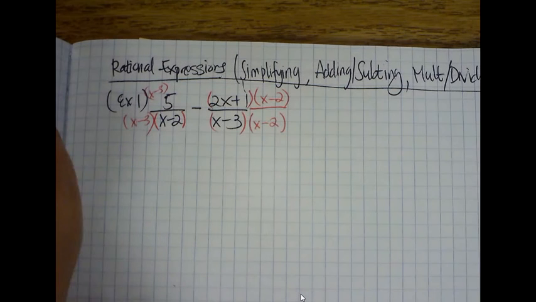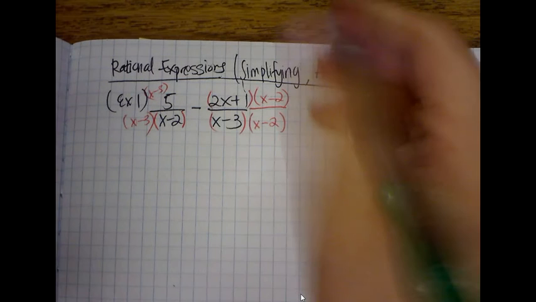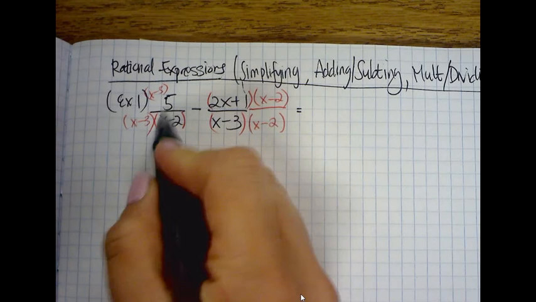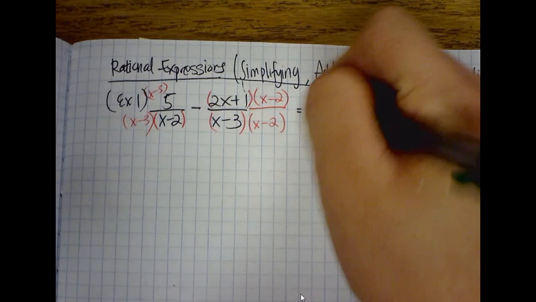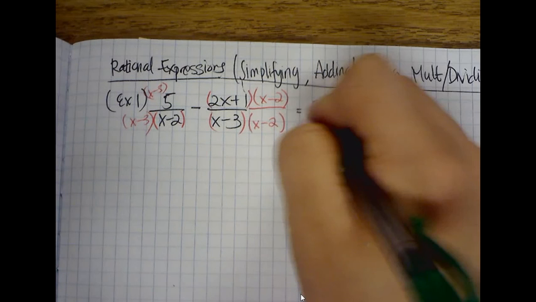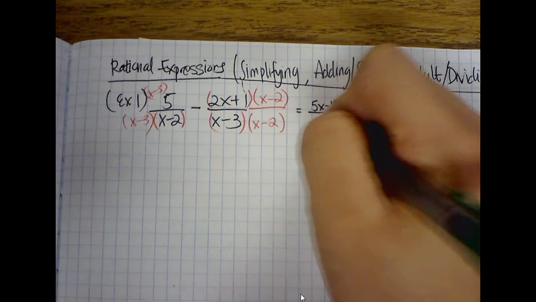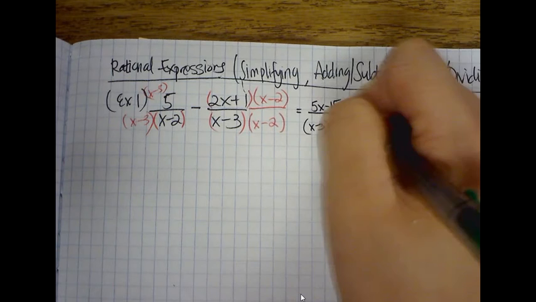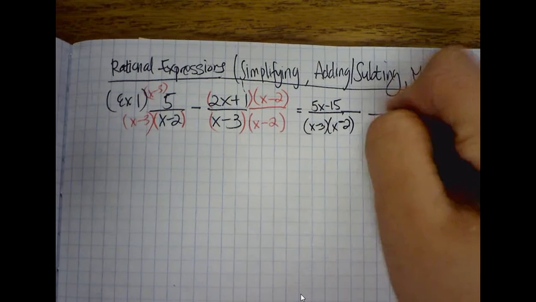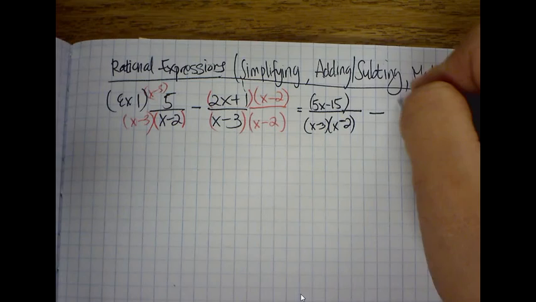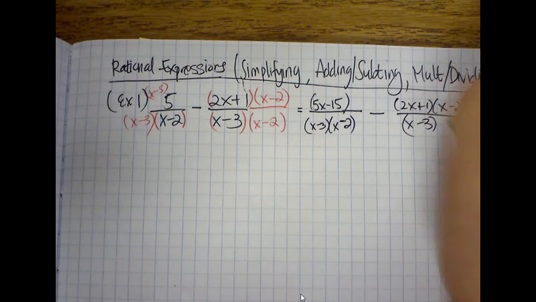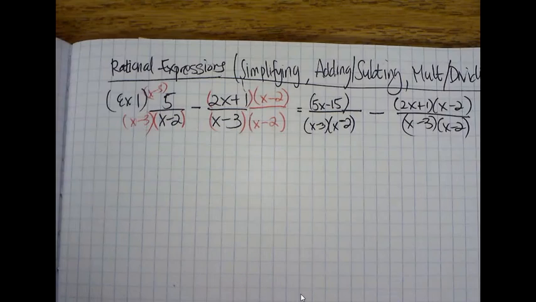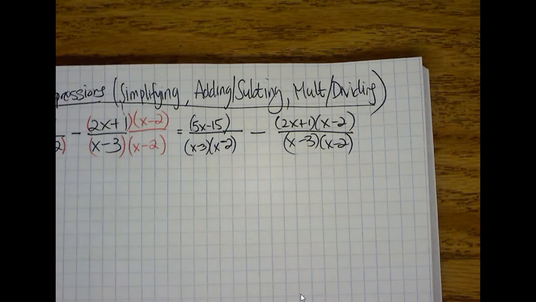So now let's just go ahead and simplify that. This is 5 times x minus 3. I'm going to distribute that 5, so it's 5x minus 15, right? Over x minus 3 times x minus 2. Minus, parentheses, 2x plus 1 times x minus 2 all over x minus 3 times x minus 2. Okay? Do you guys agree with that? Do I have a common denominator now?